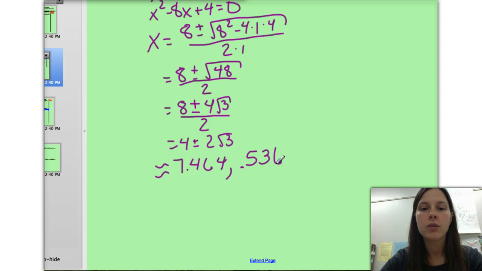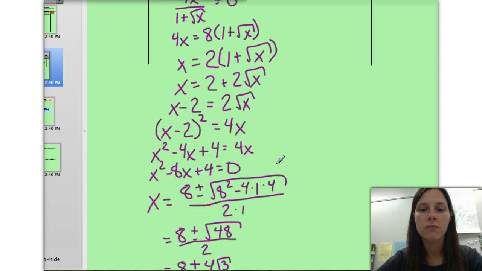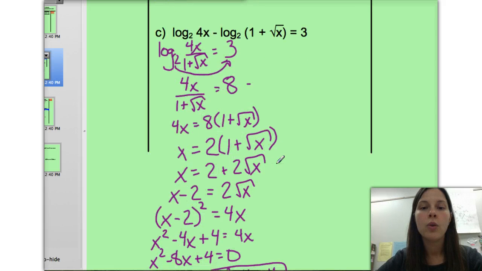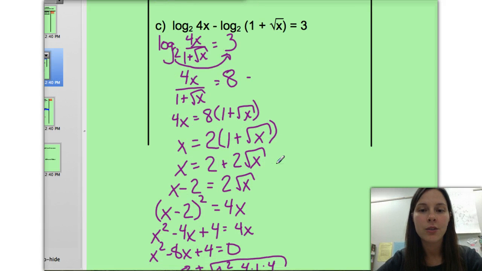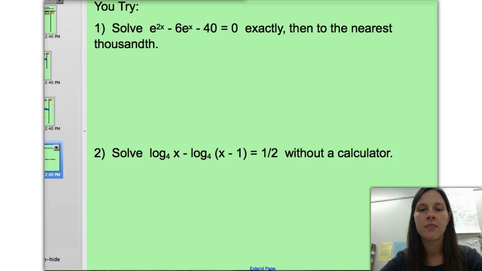So both of these, when you double check our original equation, will give us positive values that we're taking the log of. So we have no domain restrictions on this one. We have 2 possible answers.